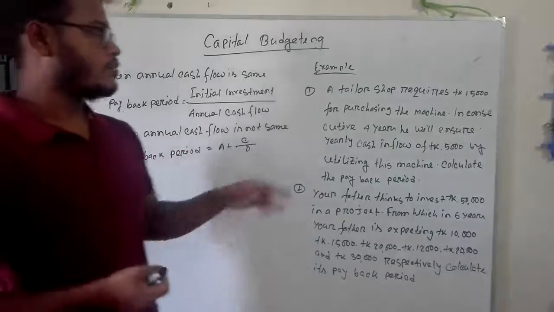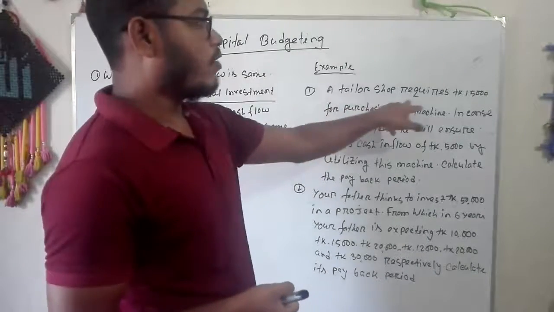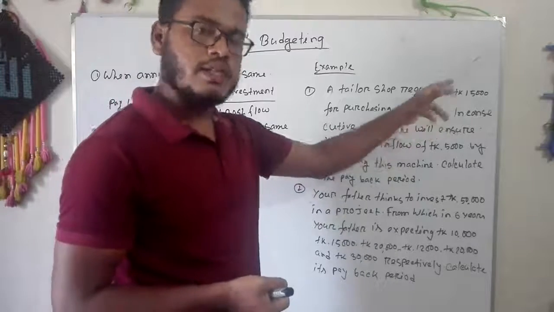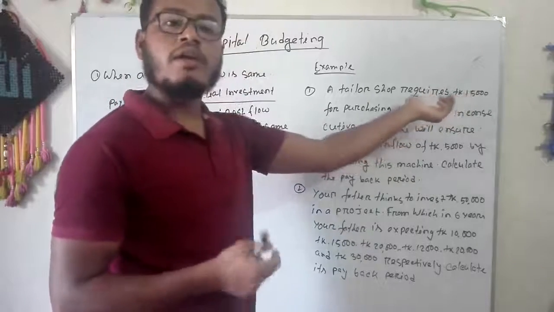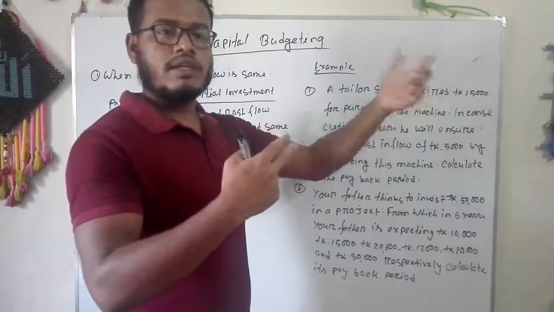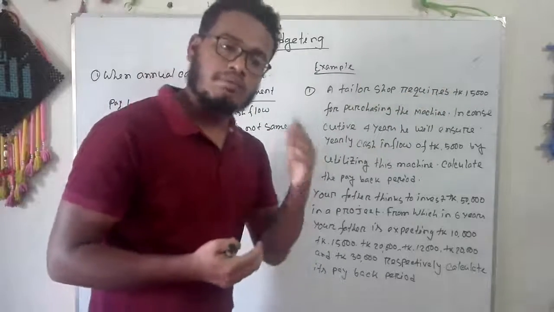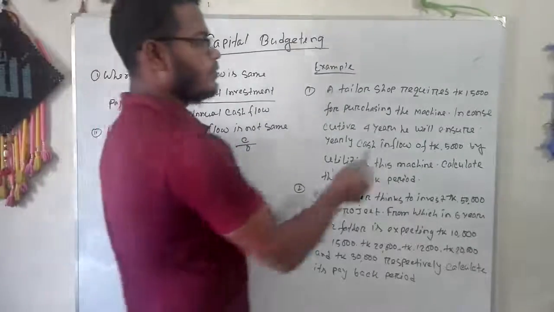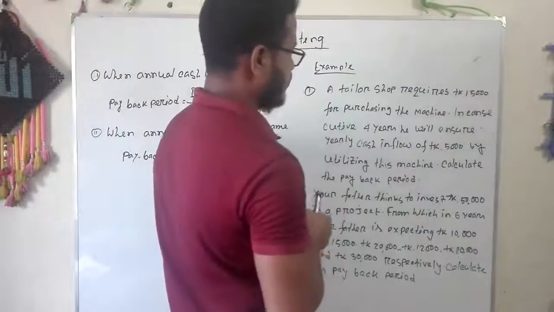Here, dear students, a tailor shop spends Taka 50,000 for purchasing a machine. It's also initial net cash outflow, I mean the money is given back. So it's called initial investment.